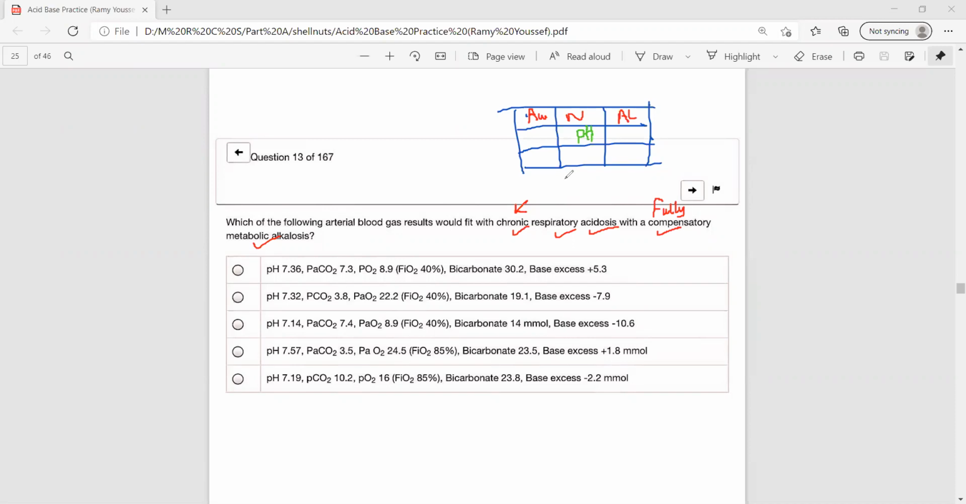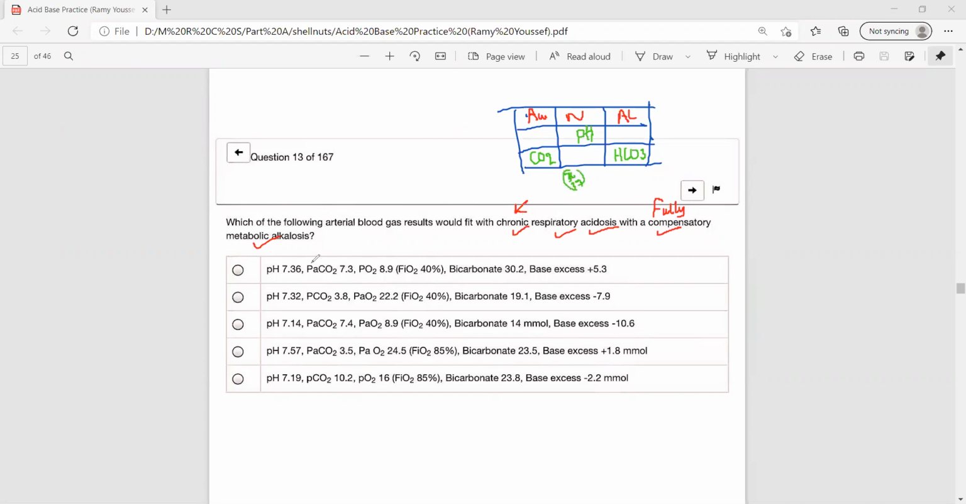CO2 is going to be acidotic. HCO3 will be alkalotic. And CO2 is going to be in the acidotic range. And the pH I expect to be 7.36, 7.37, something like this. Yes, it was normal.